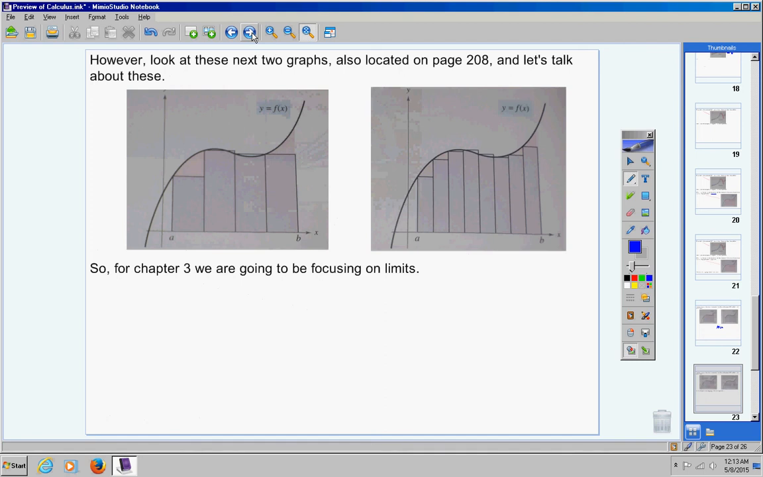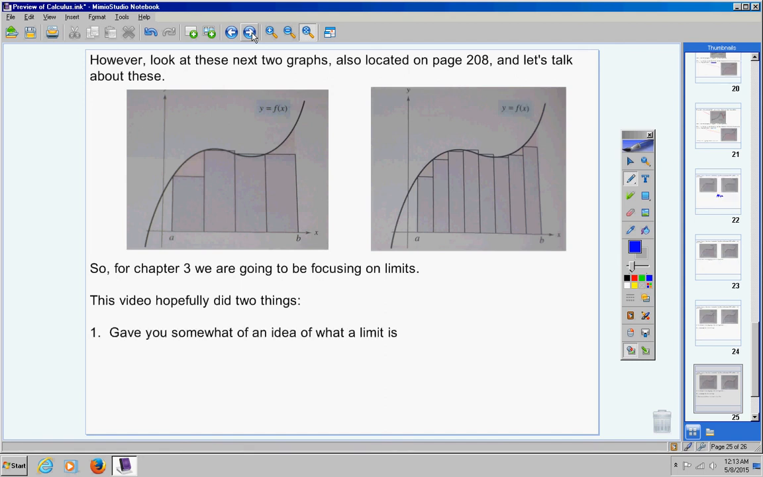So for chapter 3, we're going to be focusing on limits. Got it? Focusing on limits. So this video hopefully did 2 things. It gave you somewhat of an idea of what a limit is, and it showed you how limits are important and how they can be used. And also, actually something else, I hope it also showed you the difference between calculus and pre-calculus.